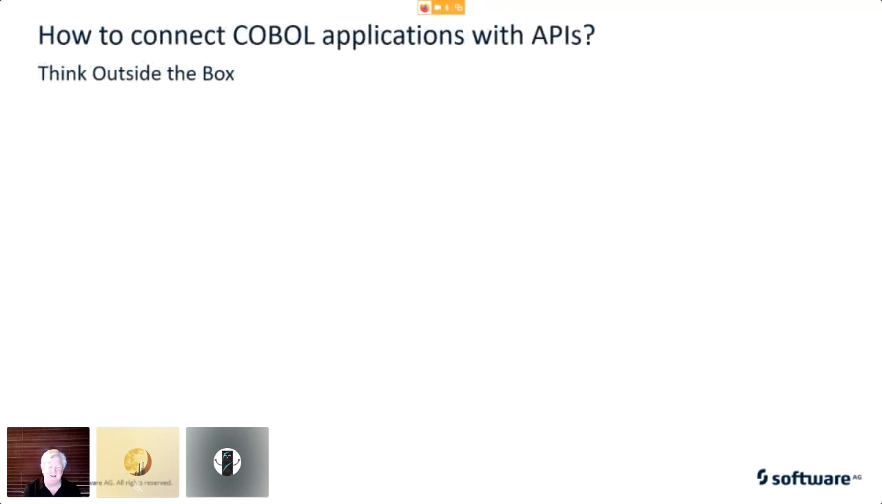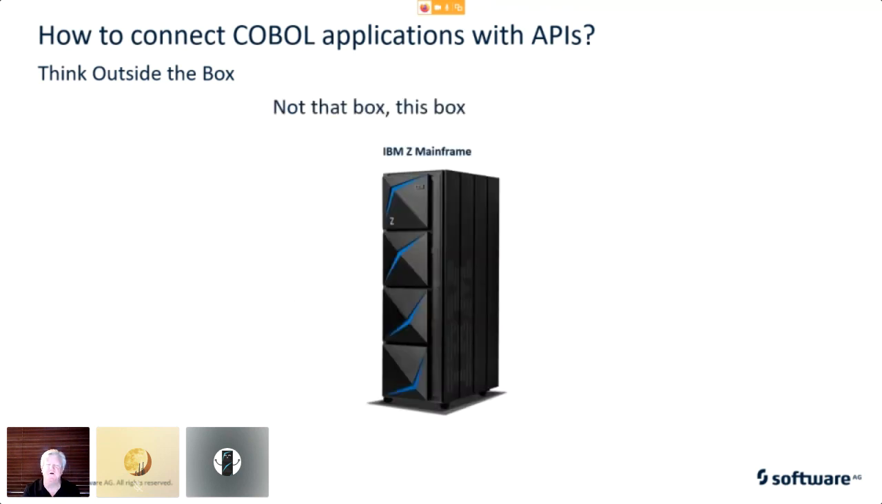And this is my, I don't want to say pet peeve, but my pet project: if you take nothing else away from today, I want you to think outside the box. I know you hear that as a cliche. I'm not talking about that box. I'm talking about this box, the IBM Z mainframe. When we think of APIs, we think of API calls coming into the mainframe. But I also want you to think about calls going out from the mainframe. There's a whole world of technology out there that you as a COBOL programmer can embrace.